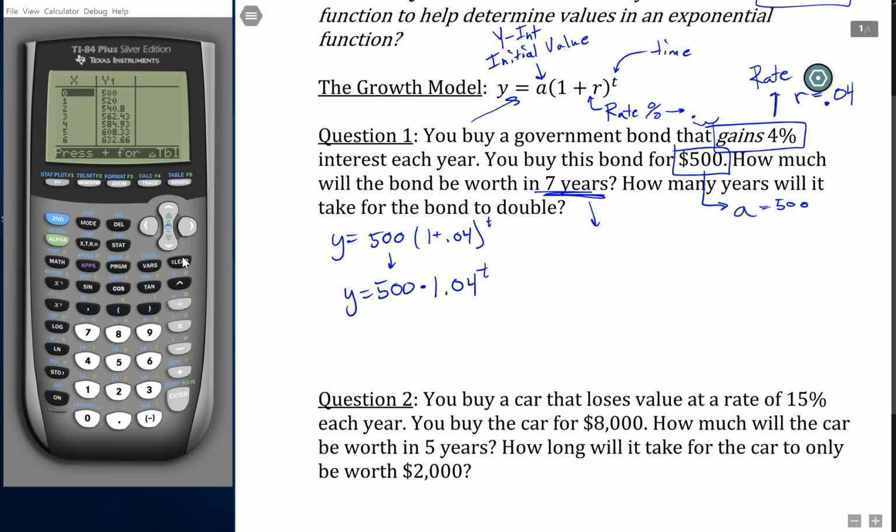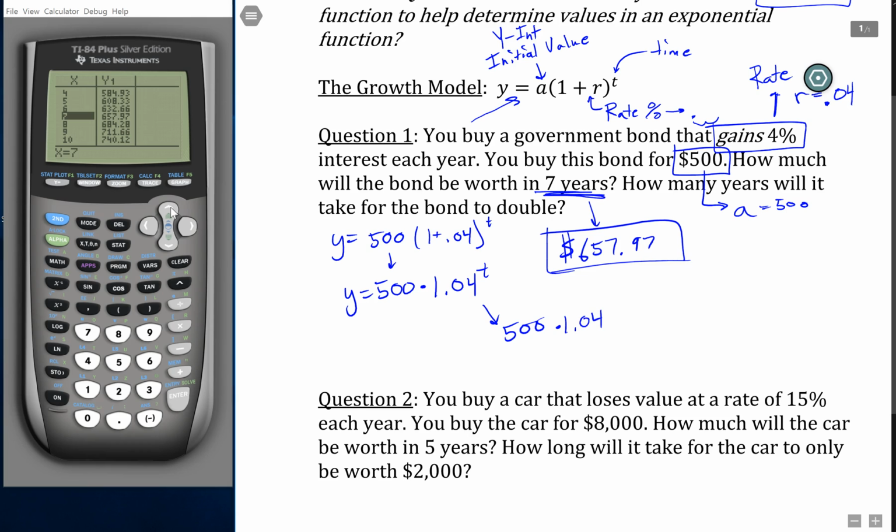I can scroll down. The table tells me, hey, if I plug in an X of 7 years, I will have $657.97. Very nifty. What your calculator just did for you is it took 500 times 1.04 to the power of 7, plugging 7 in for the t, and gave you this value. You could totally do this on your own using your calculator, or you can just have the calculator do it in the table.